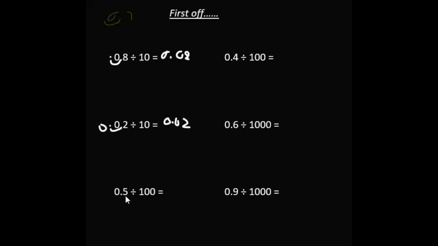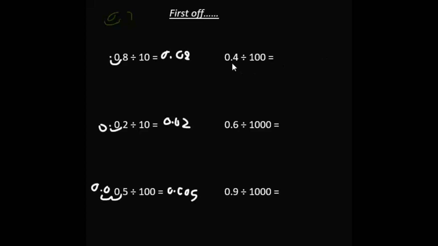Now we have 0 and 5/10 divided by 100. 10 only had to be moved once, but since 100 is 10 to the power of 2, we'll have to move the decimal point twice to the left. So 1, 2. Okay, so we add another 0 here, and then the decimal point comes over here, because in every dip there should be a 0. And then we have 0.005. 0 and 5 thousandths.